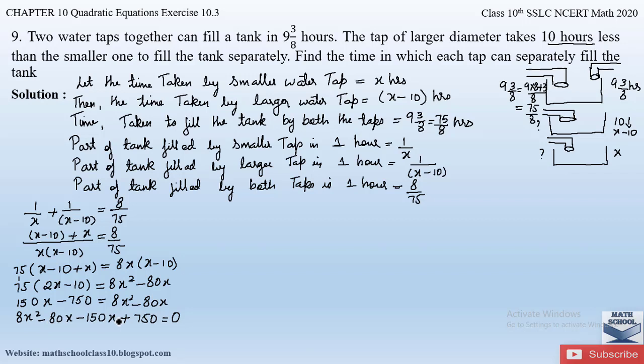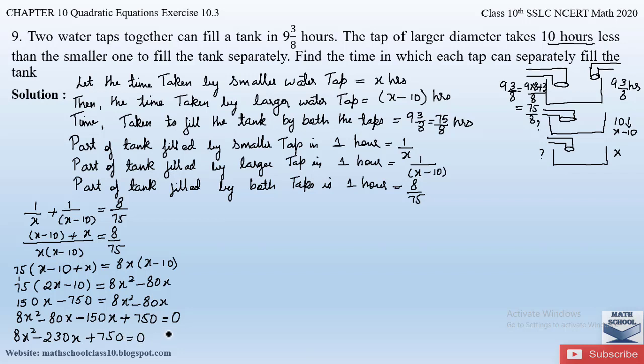Now you can simplify the equation further. 8x square, you have minus 80x and minus 150x. These two terms will add up with a minus sign. So this will become 80 plus 150, which is nothing but 230. 8x square minus 230x plus 750 is equal to 0. Now we have obtained the quadratic equation.